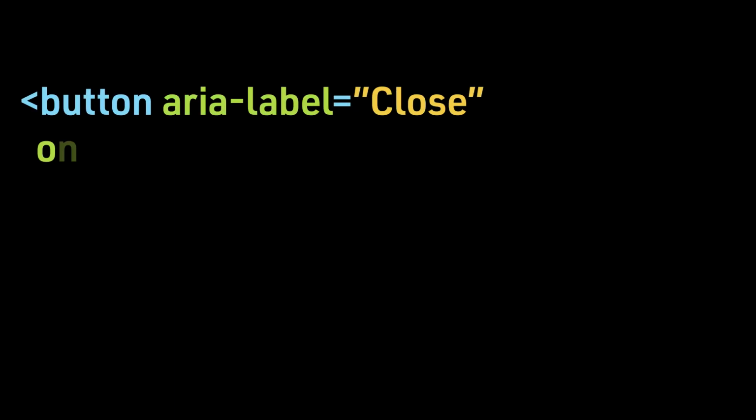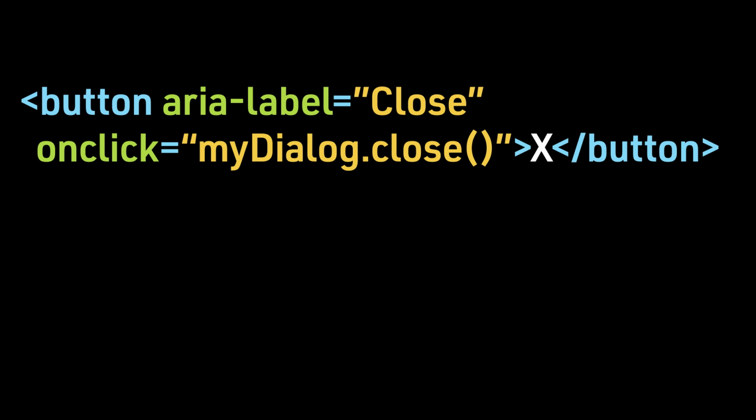Here is an example. Button opening tag. aria-label equals "close" in quotation marks. onclick equals "myDialog.close()" in quotation marks. X. Button closing tag.